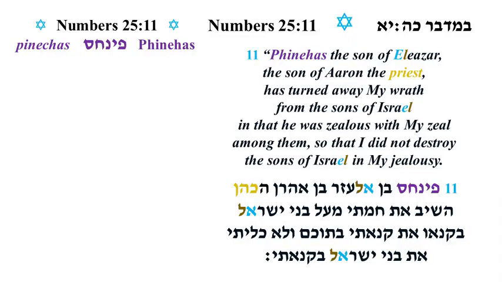In Numbers 25:11, you have Phinehas. Phinehas, the son of Eleazar, the son of Aaron the priest, has turned away my wrath from the sons of Israel, in that he was zealous for my jealousy, for my zeal among them, so that I did not destroy the sons of Israel in my jealousy.